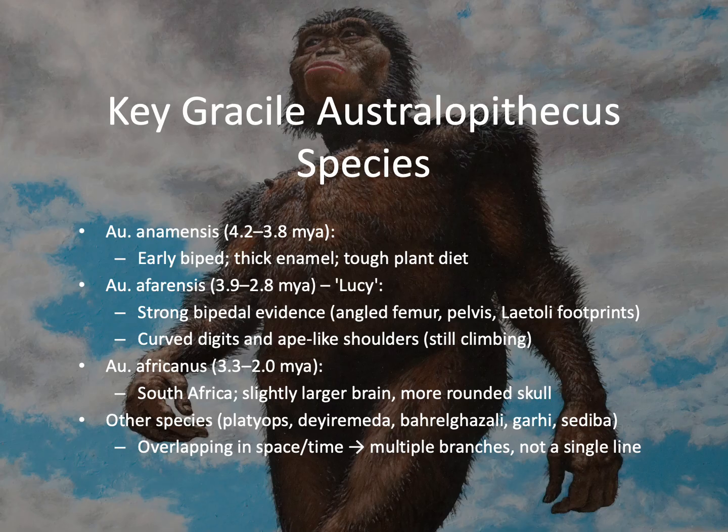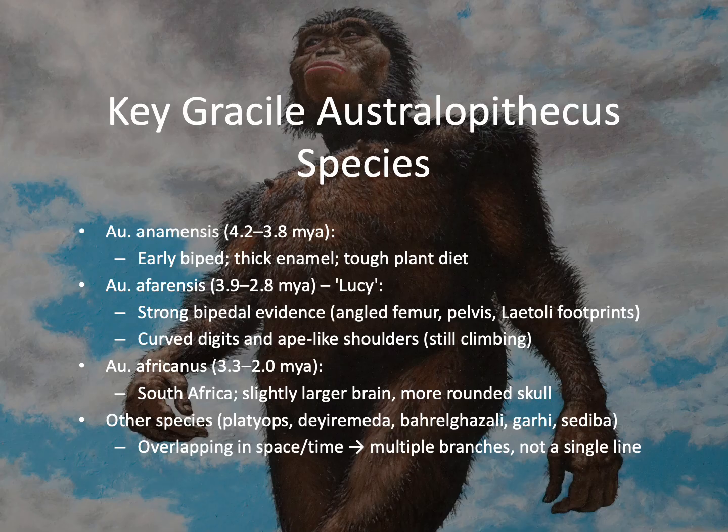It's found mostly in Ethiopia and Tanzania, and there's strong evidence here of habitual bipedalism. We see an inward angled femur, a pelvis that's adapted for upright walking, and Laetoli footprints, dating from around 3.6 million years ago. And these footprints show a human-like stride without that divergent big toe. However, this species still had curved finger and toe bones, as well as ape-like shoulders. So, meaning it walked, but it also climbed.